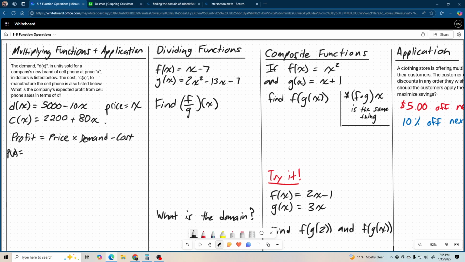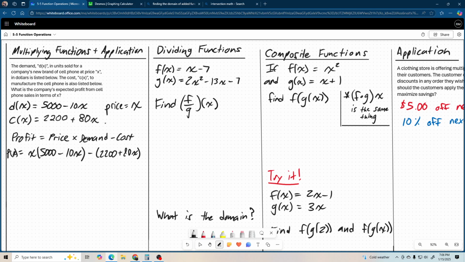And this equals the price, which we determined is X, times demand. So times the demand was 5,000 minus 10X. And then minus our cost, so minus our cost, which is 2,200 plus 80X. And you'll see that now that we understand how adding and subtracting works, multiplying is just going to work the exact same way. We're just taking the functions that we have and applying the operation of multiplication to them.